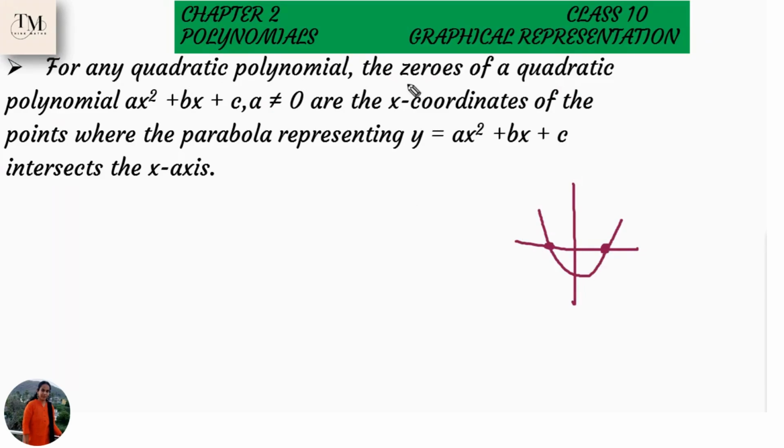So for any quadratic polynomial, the zeros are nothing but the x coordinates of the points where the parabola intersects. So here the parabola intersects this x-axis. So these 2 points are called zeros.